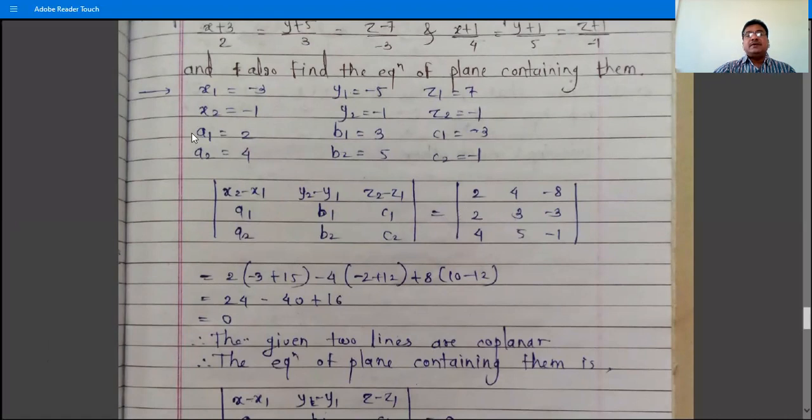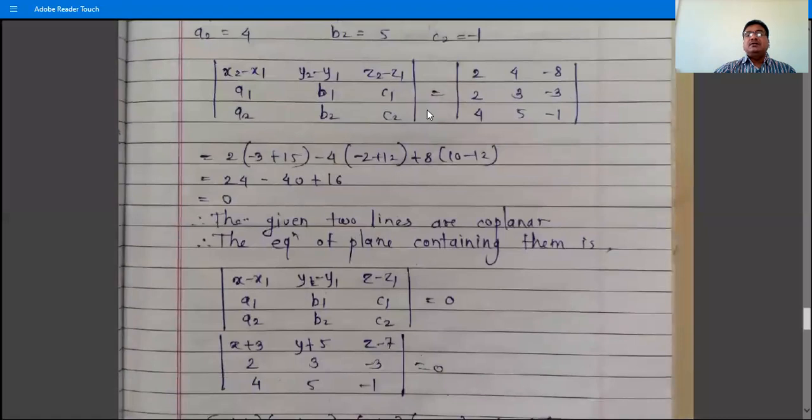Then substitute the values. x2 minus x1 is plus 2. Then y2 minus y1, minus 1 plus 5, is 4. And then z2 minus z1, minus 1 minus 7, is minus 8. And then a1, b1, c1 are 2, 3, minus 3. a2, b2, c2 are 4, 5, minus 1. So solve this determinant. 2 in bracket 3 minus 3 plus 15, then minus 4 in bracket minus 2 plus 12, then minus 8 in bracket 10 minus 12, and therefore we have the answer 24 minus 40 plus 16, and this is equal to 0.